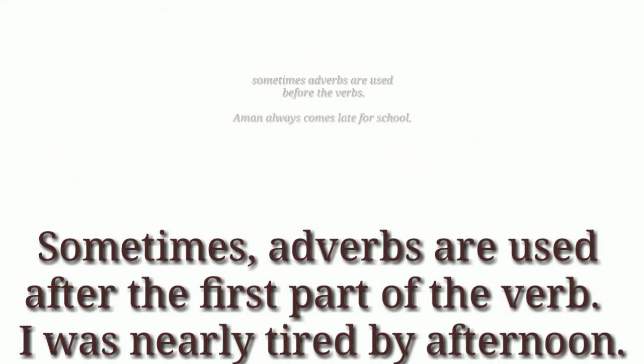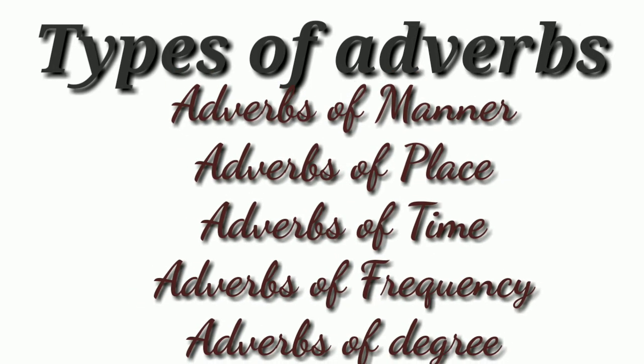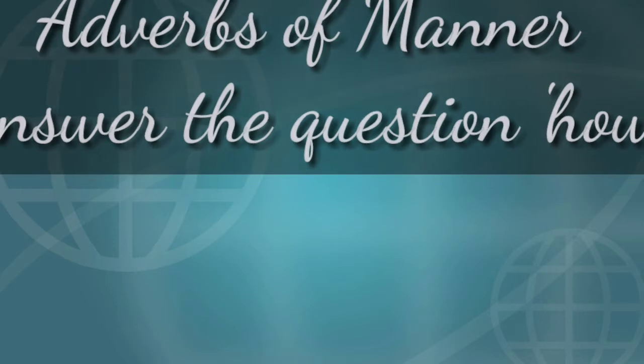Now, let us see the types of adverbs. There are mainly 5 types of adverbs: adverbs of manner, adverbs of place, adverbs of time, adverbs of frequency, and adverbs of degree. Let us see one by one.